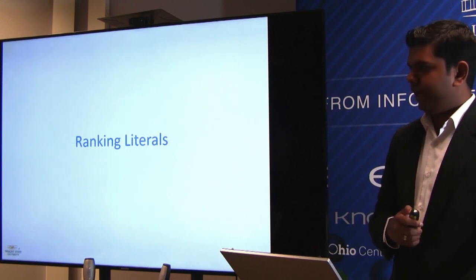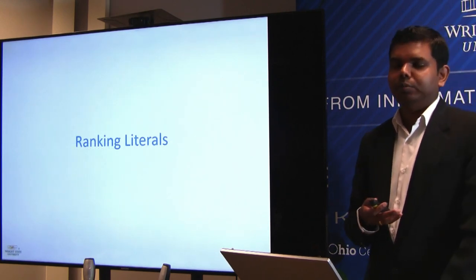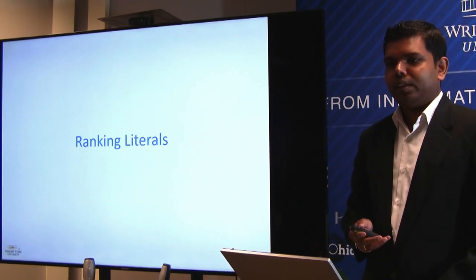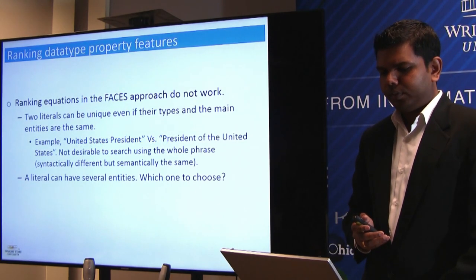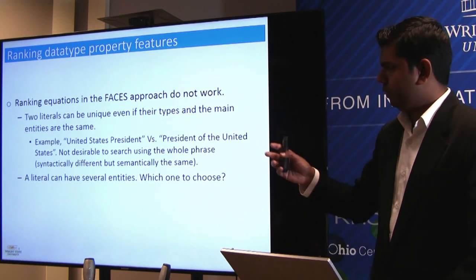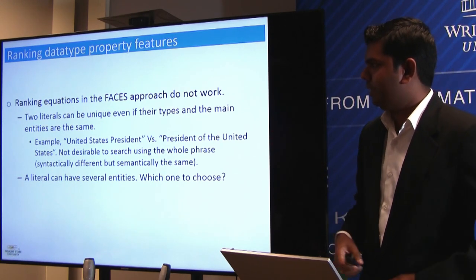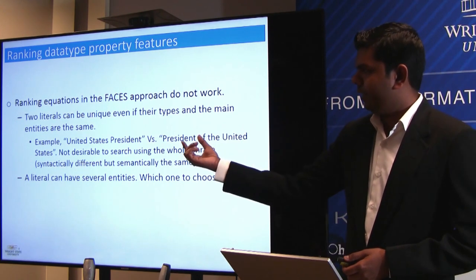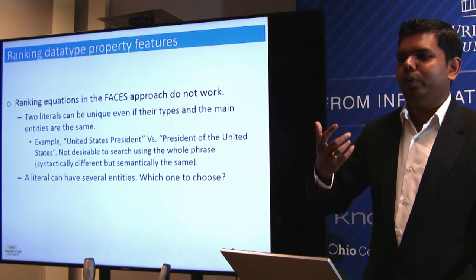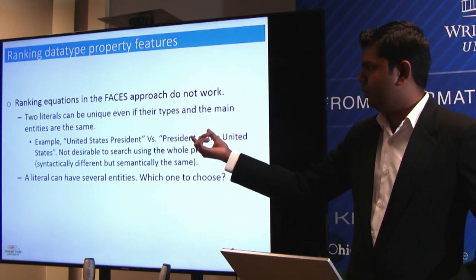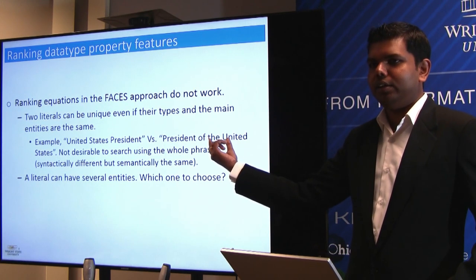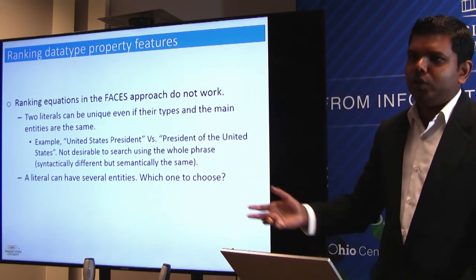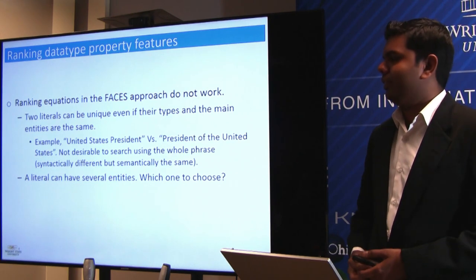Now, can we adapt the same ranking mechanisms we had for faces for object properties? Take this example: United States President and President of the United States. These are two literals, and if I want to get the popularity or frequency of these two literals, let's say I only search this part, I'm missing hits for this representation. So it is not the correct way of getting statistics from the knowledge graph.